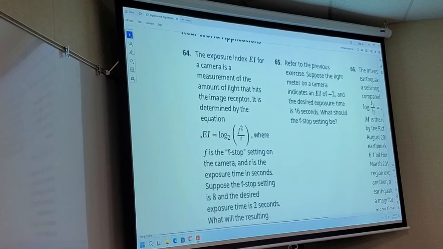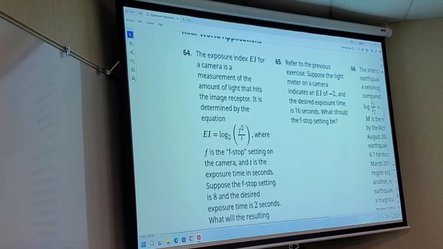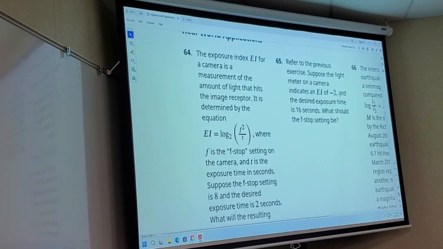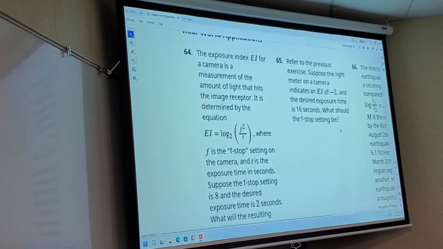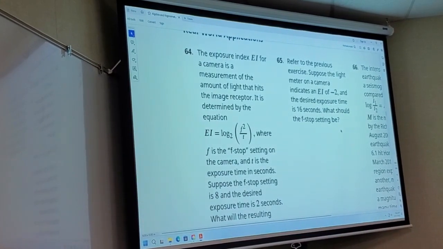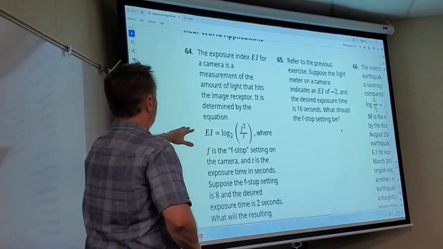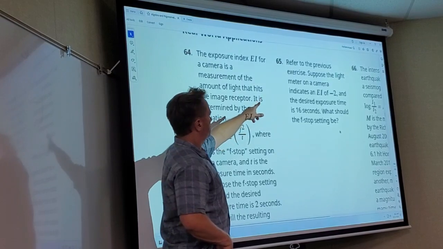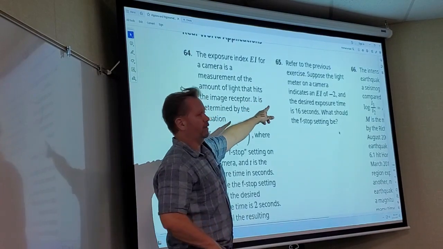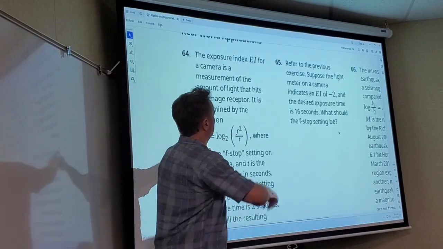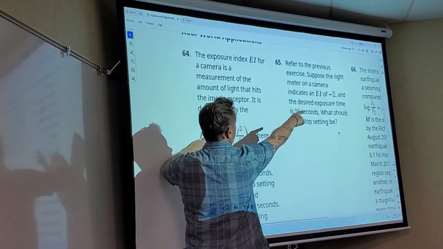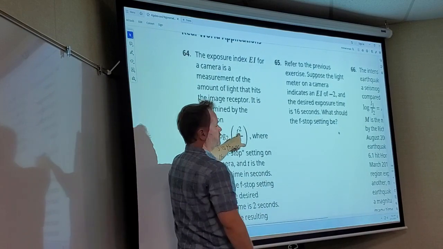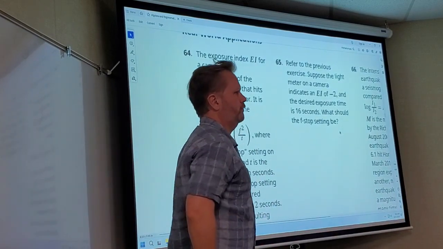Now they're telling me what EI is, right? So look at number 65. What variable in this equation am I not given the value for in number 65? I'm given EI, correct? EI is -2. They also tell me the time is 16, correct? And they ask me what the f-stop setting should be, so then I just solve for f.